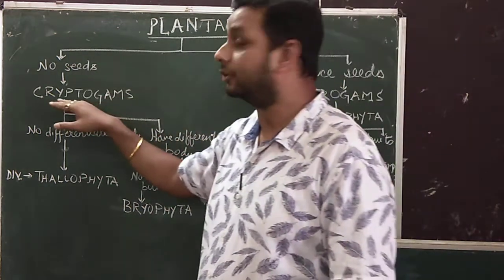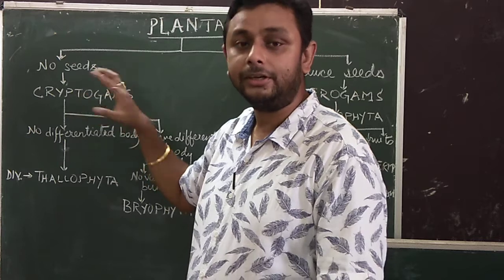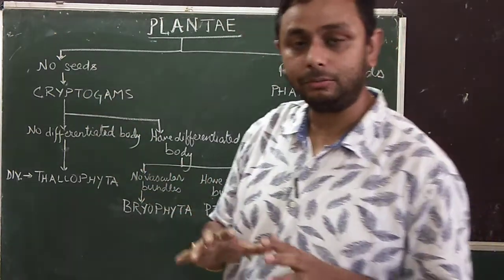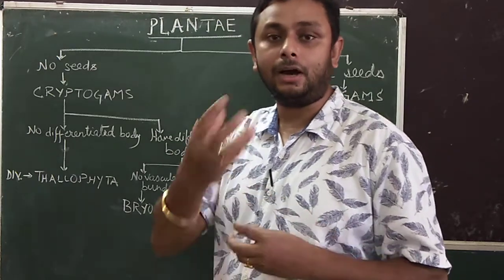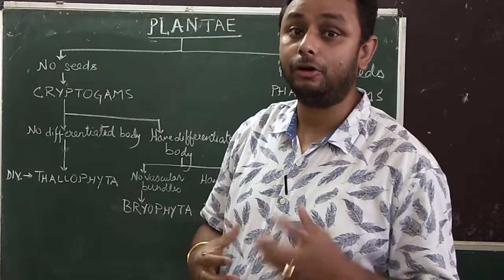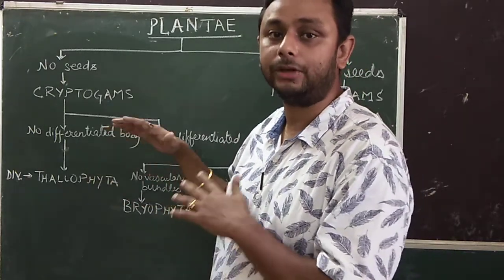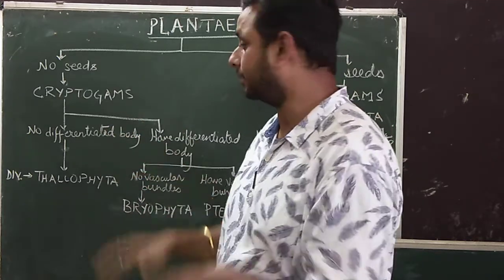So when we talk about cryptogams, the word crypto means hidden, and gam comes from the word gamus, which means marriage. So since the reproductive output is not visible in the form of seed, therefore we call it cryptogams. So it doesn't produce seeds, the plants belonging under this subkingdom.